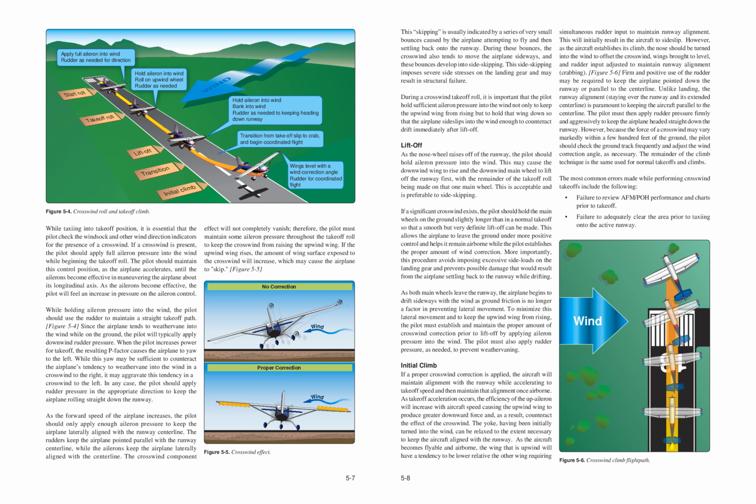Crabbing. Figure 5-6. Firm and positive use of the rudder may be required to keep the airplane pointed down the runway or parallel to the centerline. Unlike landing, the runway alignment, staying over the runway and its extended centerline, is paramount. The pilot must then apply rudder pressure firmly and aggressively to keep the airplane headed straight down the runway. However, because the force of a crosswind may vary markedly within a few hundred feet of the ground, the pilot should check the ground track frequently and adjust the wind correction angle, as necessary.